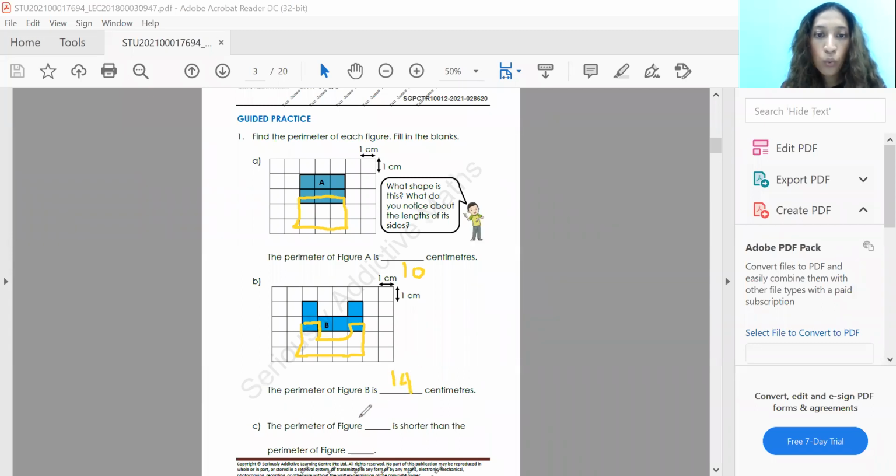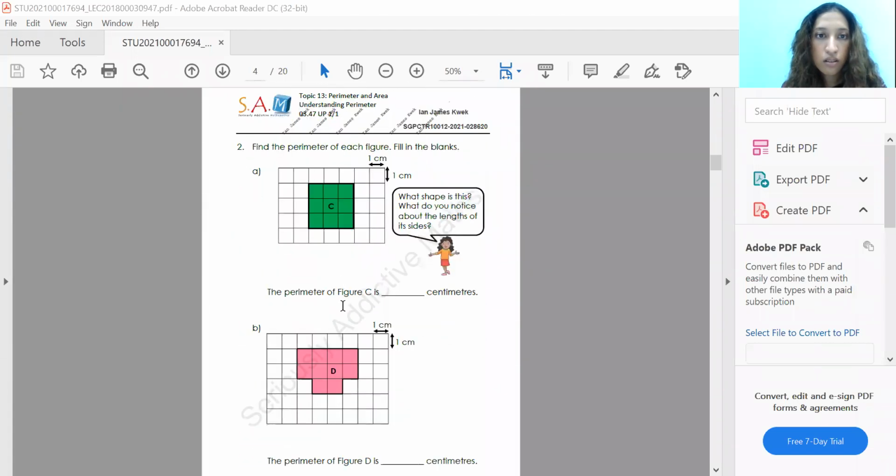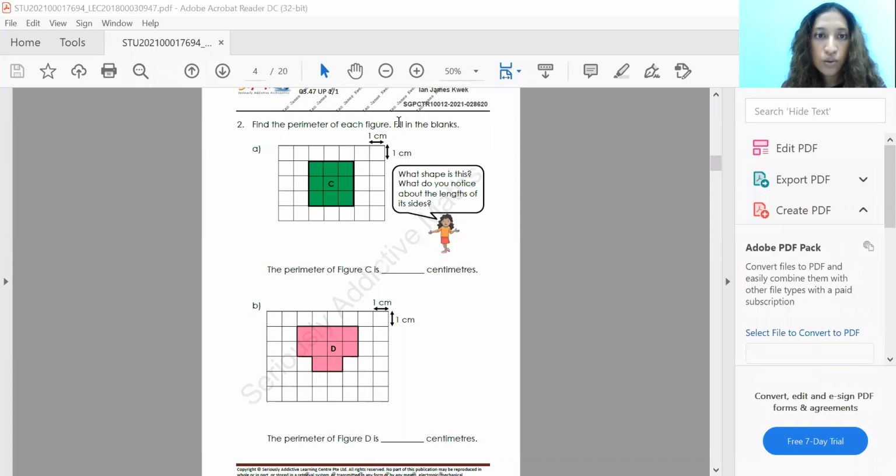The perimeter of which figure is shorter than the perimeter of which figure? It's pretty obvious. The perimeter of figure A is shorter than that of figure B. Let's do D. The perimeter of figure D, again 1 cm each, is 1, 2, 3, 4, 5, 6, 7, 8, 9, 10, 11, 12, 13, 14. 14 cm. So that's the perimeter.